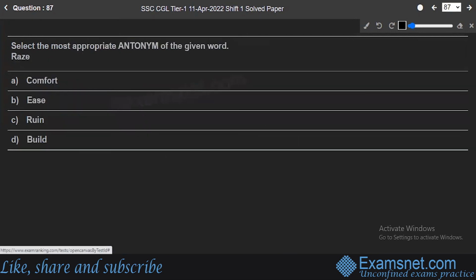Next, question number 87. Select the most appropriate antonym of the given word. The word is raise, and the options are comfort, ease, raze, build. And you have to check out which is the correct option for these. So let's see the meaning of each and every word. You have to find out the antonym, that is the opposite word for the word raise. What do you mean by raze? Raze means to completely destroy a building.